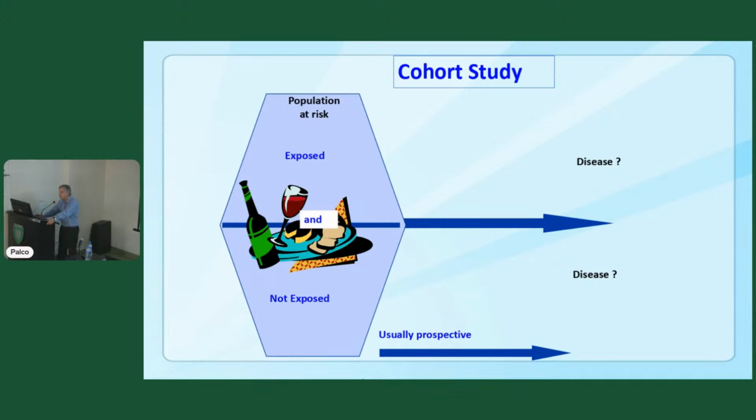There's another issue, because I said that you follow people over time. So it's always prospective. Cohorts are always prospective. You have a group of exposed, unexposed. They're all at risk for developing the disease. They don't have the disease. Therefore, they are all at risk for developing the disease. Okay? And you tally the disease over time. That's your prospective in nature.